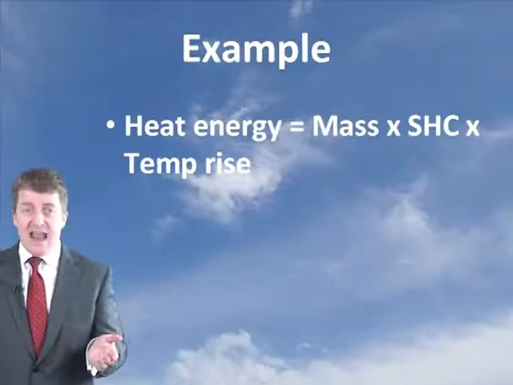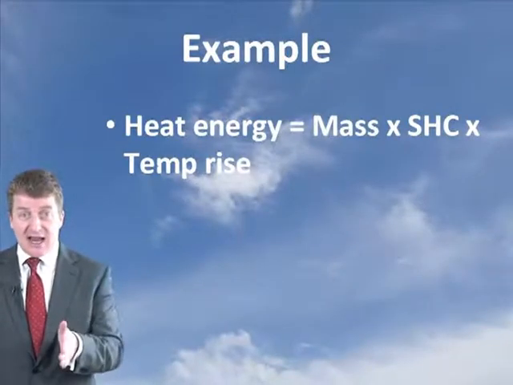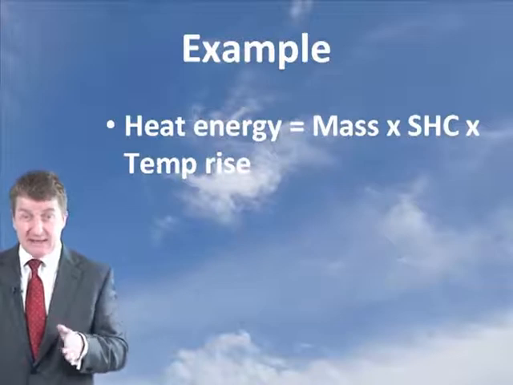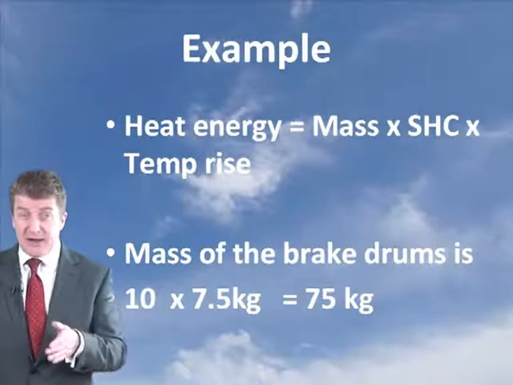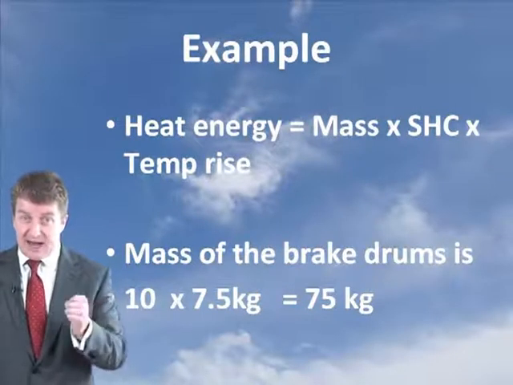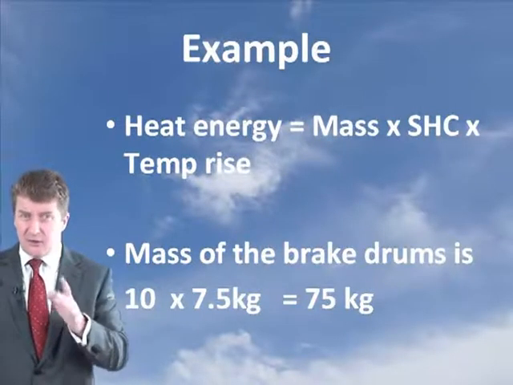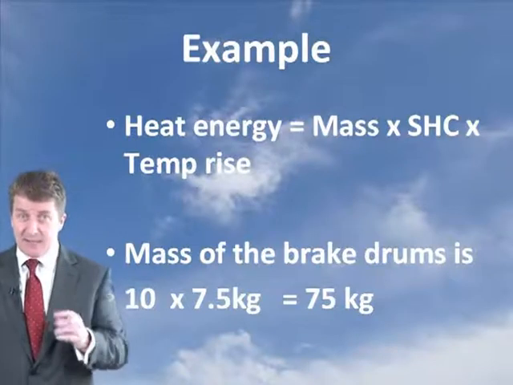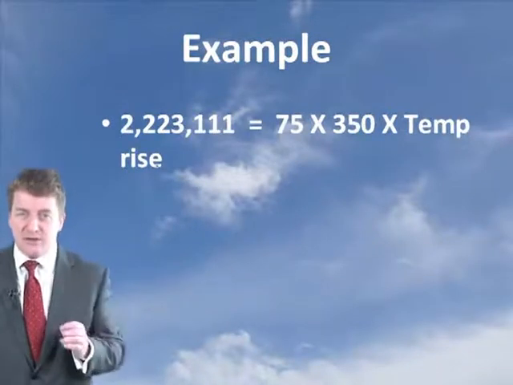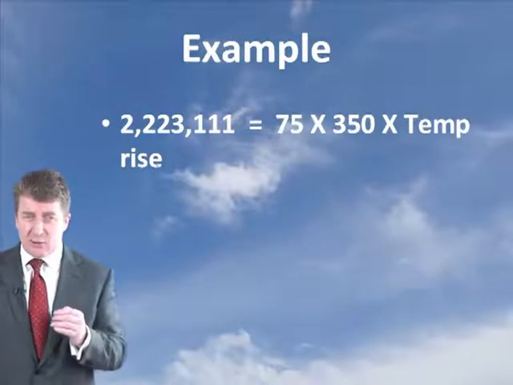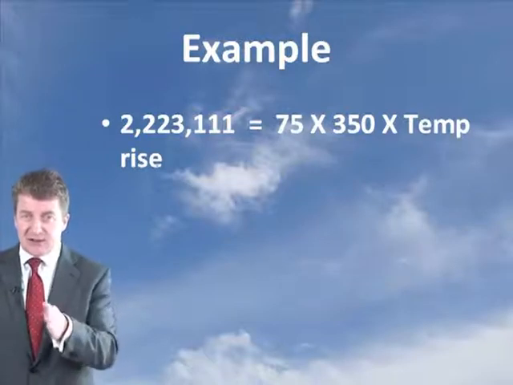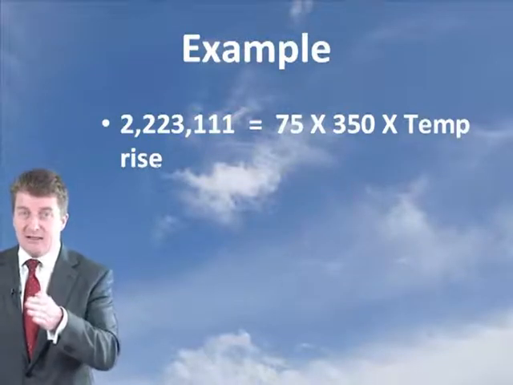Now all we need to do with that energy is convert it into heat energy and transfer it into the brakes. Well, the heat energy equals the mass times the specific heat capacity of the brakes times the temperature rise. Now we've got to make sure that they're all in the correct format. Now the mass of the brake drums is 10 lots of wheels times 7.5, there's 75 kilos. If we put all those known values in, we get the energy equals 2,223,111 equals 75 times 350 times the temperature rise.